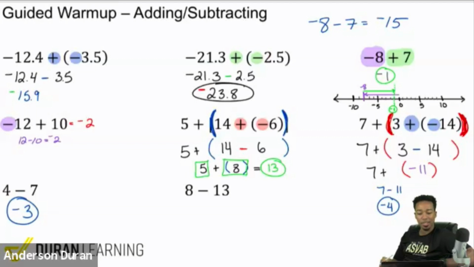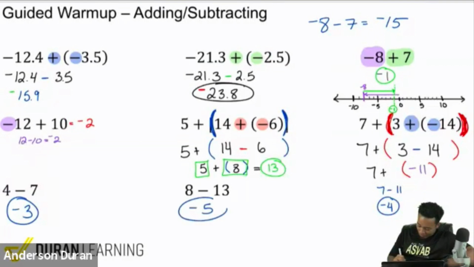Opposite way, opposite sign. And then 8 minus 13. Quick, everybody. What's 8 minus 13 going to give us? Everybody, go ahead. Don't look at the chat box. Put your answer in. 8 minus 13. What is that going to give us? That'll give us negative 5. That is correct.